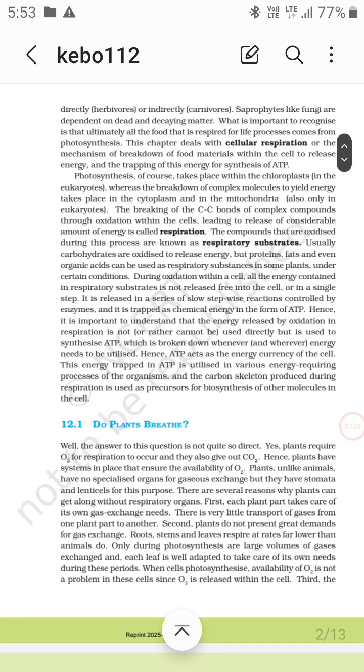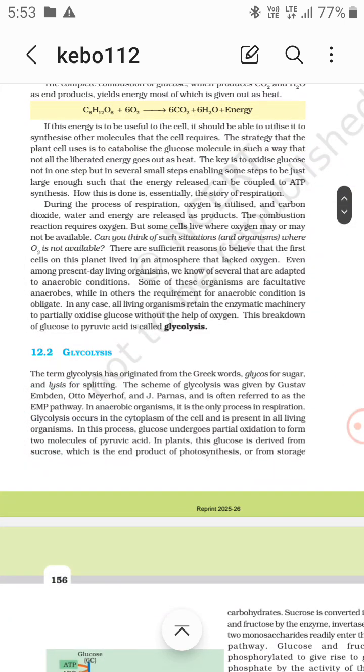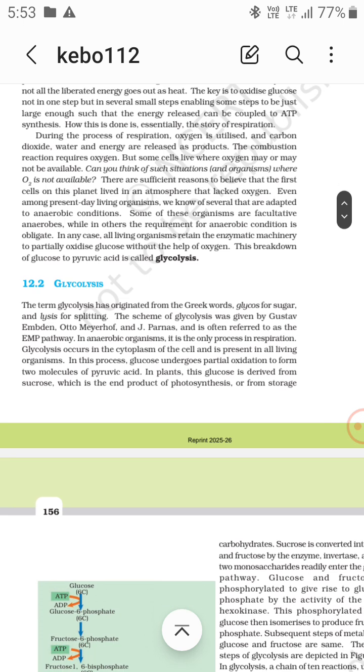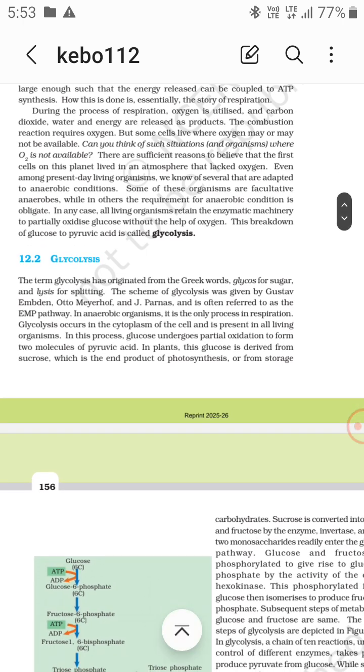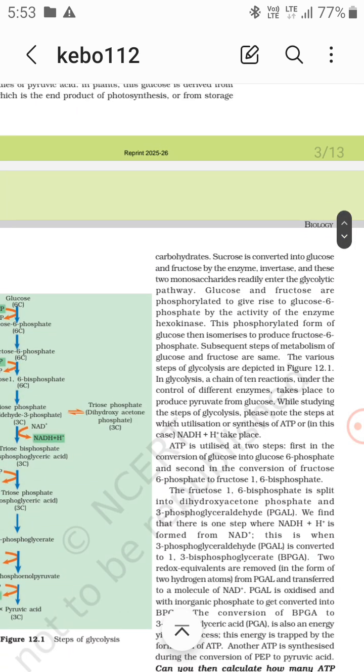So the glycolysis, right? Glycolysis occurs in the cytoplasm of the cell and is present in all living organisms. Glucose and fructose are phosphorylated to give rise to glucose 6 phosphate by the activity of the hexokinase enzyme.